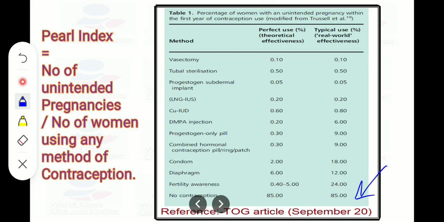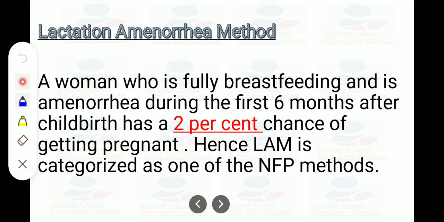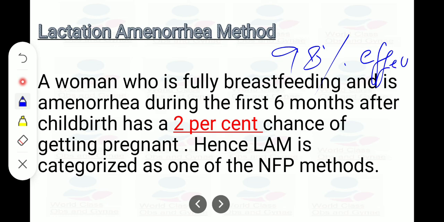Okay, the most successful method is that of the implant, and the number of unintended pregnancy is 0.05. Lactational amenorrhea, a woman who is fully breastfeeding and amenorrhoeic during the first 6 months after childbirth has a 2% chance of getting pregnant, so it is 98% effective. If it is used in the first 6 months, there is 2% chance of getting pregnant.